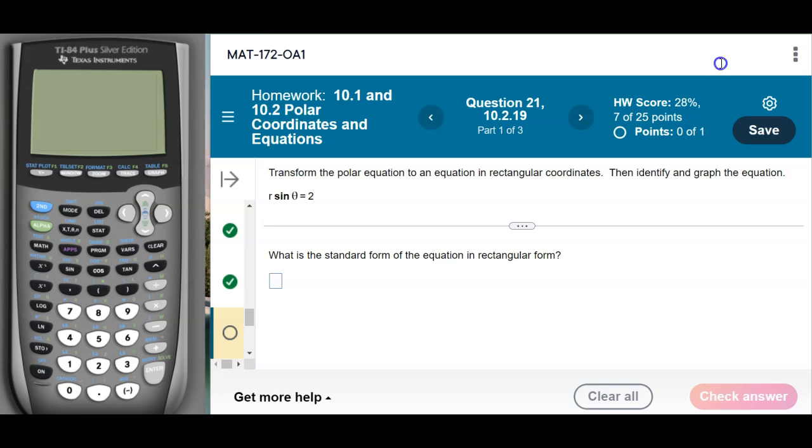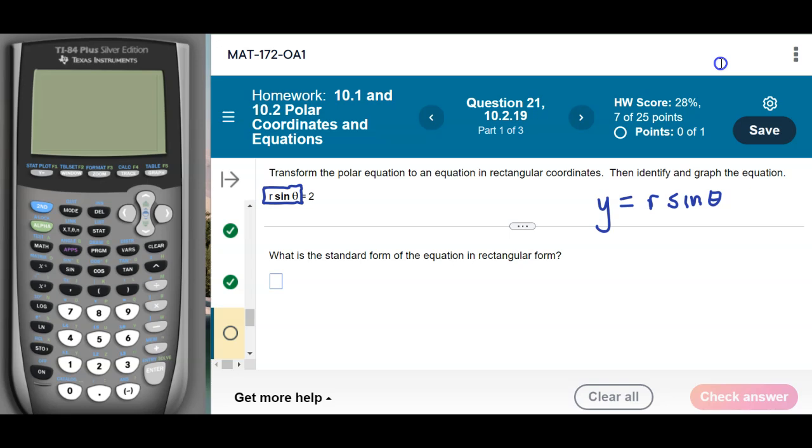So in this one, what we're going to be doing is using the identity y equals r sine theta. The y coordinate on a circle of radius r is equal to r times the sine of the angle we've rotated. Well, there's r sine theta. So that simply is just y. So this is just y equals 2, which is a horizontal line.